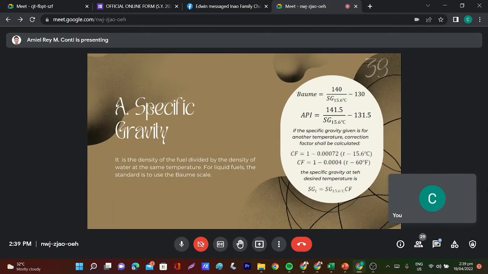Tapos yung CF po, ginagamit po siya pagka hinahanap, pag po hindi yung 15.6 or yung 60 degrees Fahrenheit yung given. Yung ibig sabihin po kasi ng CF, correcting factor. Next.